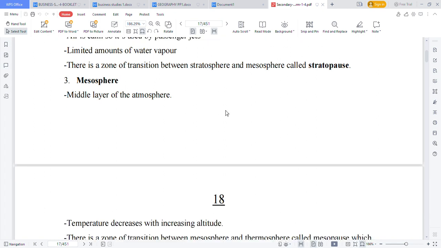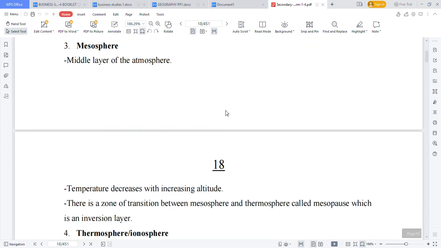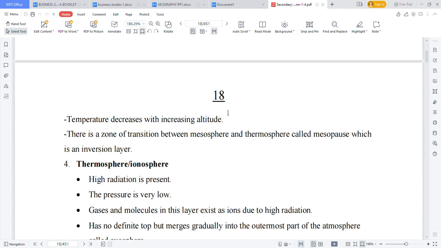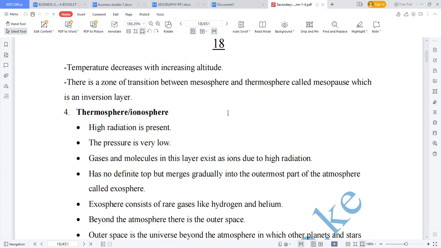Number 3, we have the mesosphere. It is the middle layer of the atmosphere. Temperature decreases with increasing altitude. There is a zone of transition between the mesosphere and thermosphere called the mesopause, which is an inversion layer.